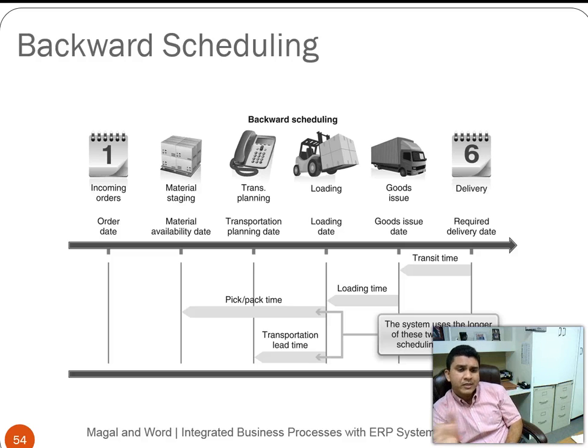Backward scheduling is basically where you have a required delivery date, let's say 2 days from today, and then you just go backward, saying, okay, this is when I need to deliver, so what do I have to do, and when do I have to do these activities, to make sure I deliver on the required delivery date. So that's what backward scheduling is.